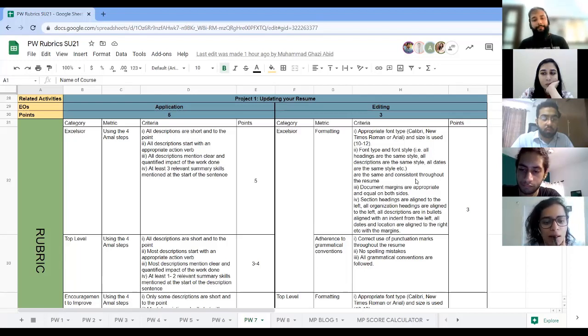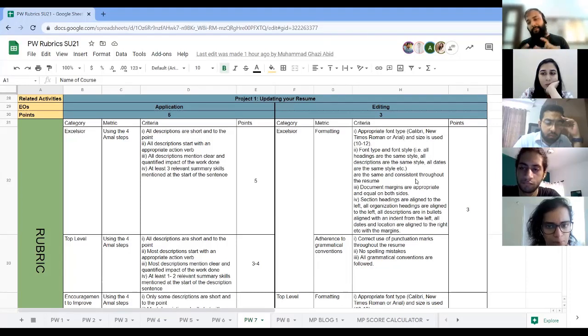How do you define a 4? How do you define a 3 or a 2 or a 1 within that? And that's where the metric and the criteria come in. The metric, as the word suggests, is what you're trying to measure, and the criteria is the thing that you're going to be comparing it against to measure said metric.